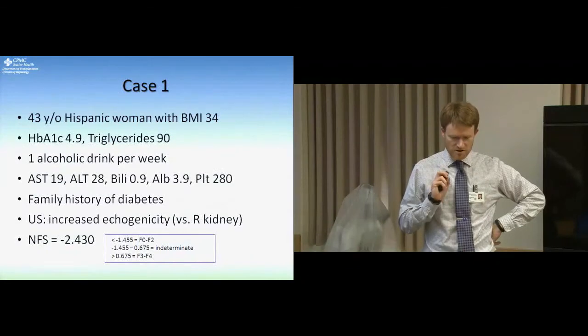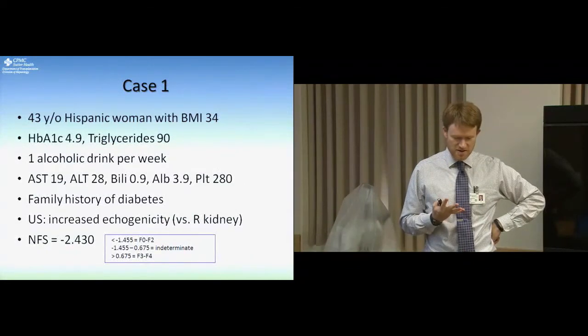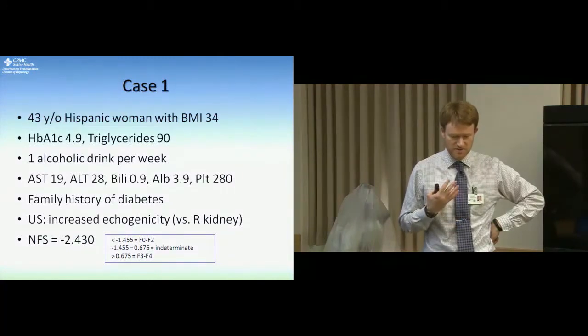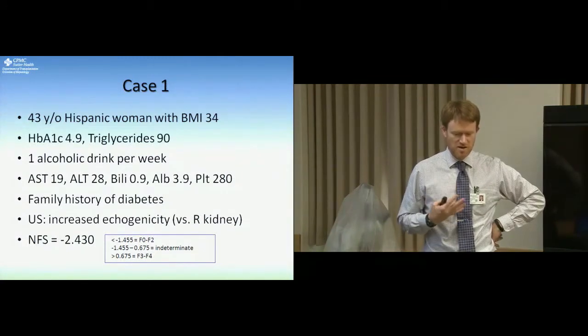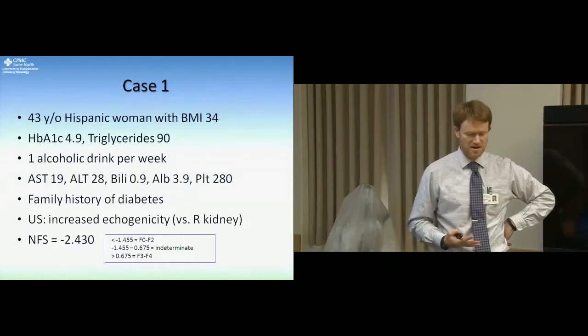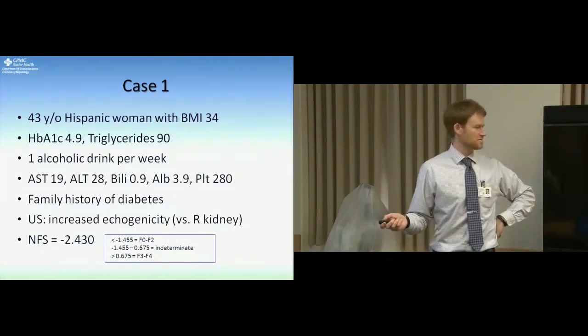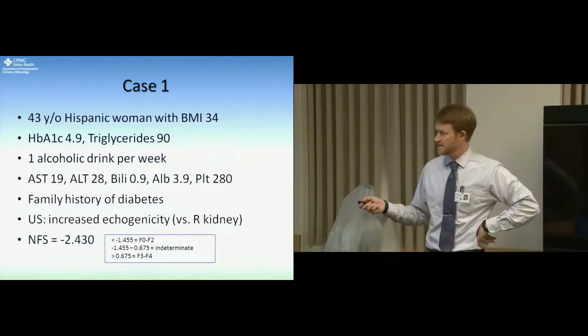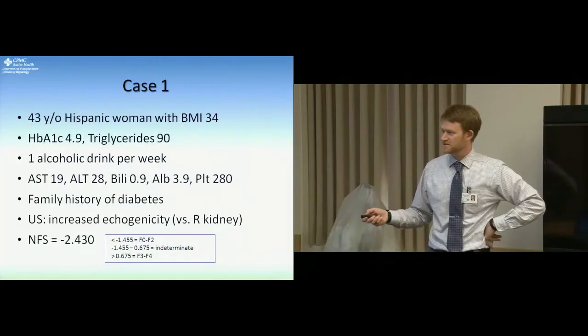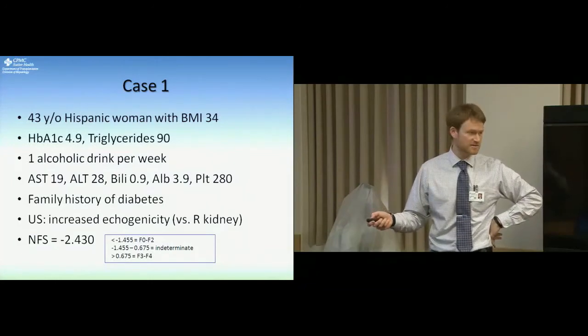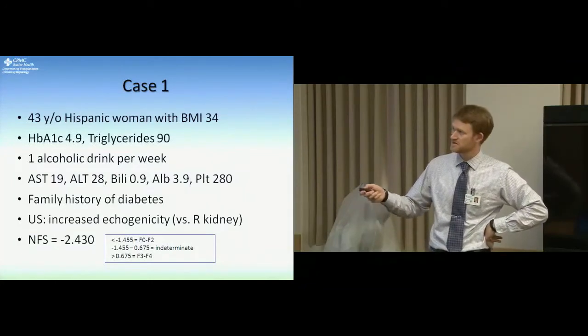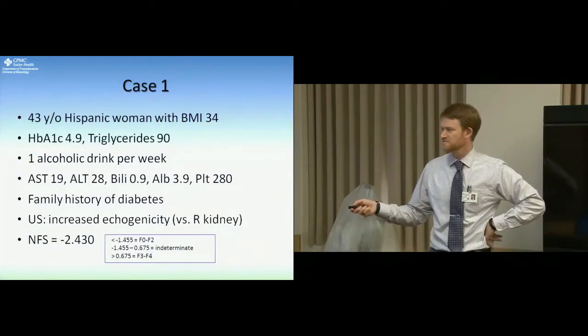So I'll have 4 cases that I'll show you that might demonstrate how I would use these scores. So the first is a young Hispanic woman who's obese, does not have diabetes, does not have metabolic syndrome, does not drink, and has near normal ALT. No red flags. She does have this, so she's at risk for diabetes, and she has fatty liver. And so you calculate her NAFLD fibrosis score.